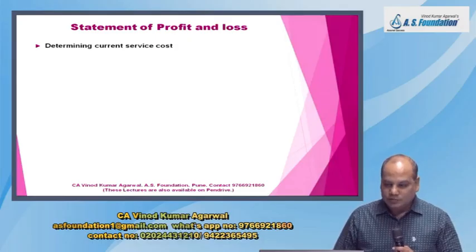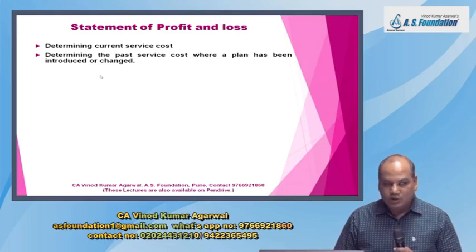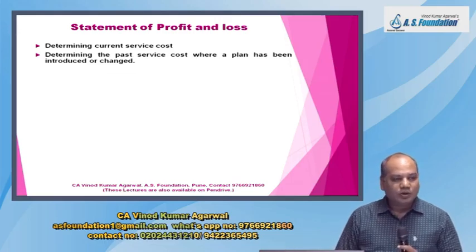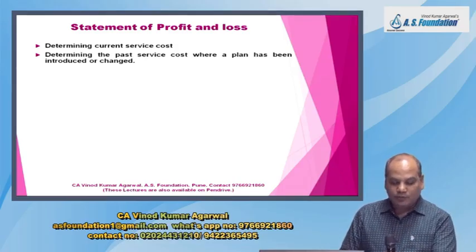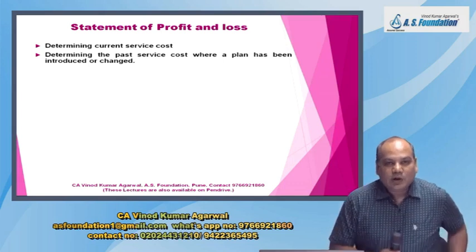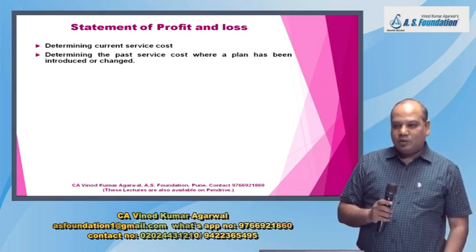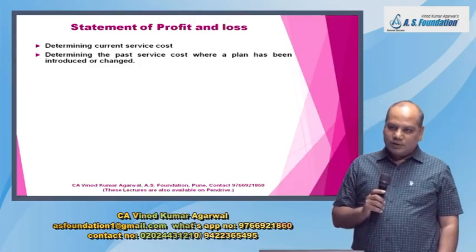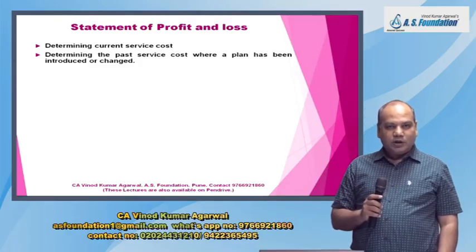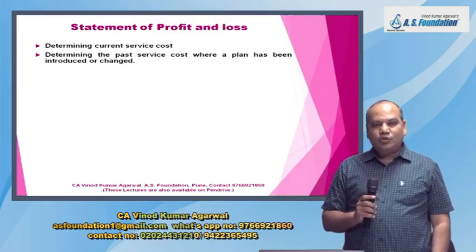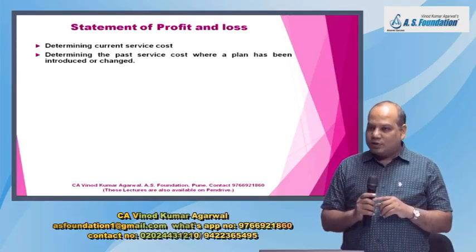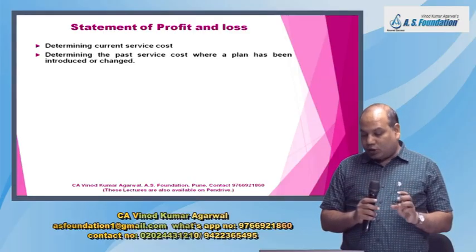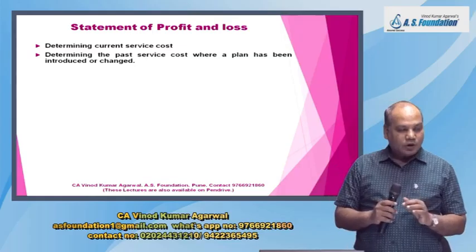That is asset ceiling. Now what will be shown in the P&L account, what will be shown in OCI, and what will be shown in SOFP. SOFP I think we have discussed. In SOFP we will show present value of defined benefit obligation minus fair value of plan asset. If fair value of plan asset is more, then it will be shown on the asset side as a non-current asset subject to asset ceiling. In the P&L account, we will transfer the following items.